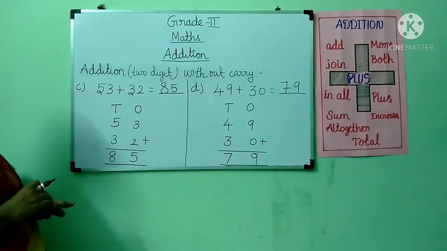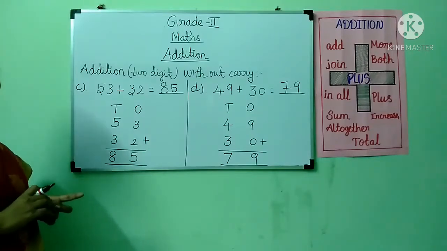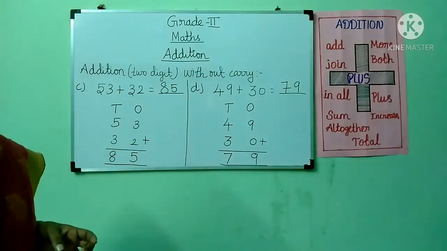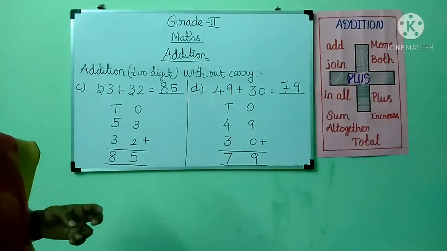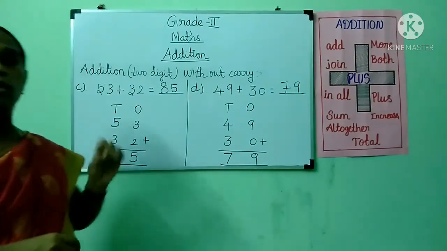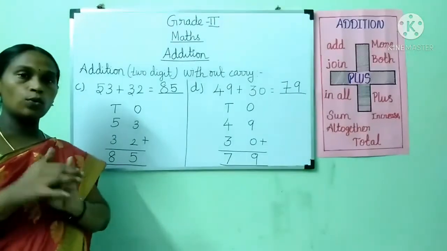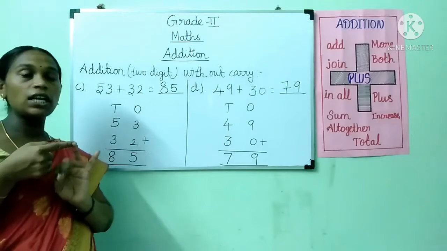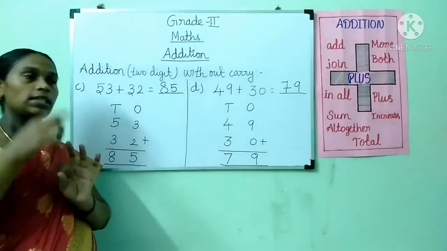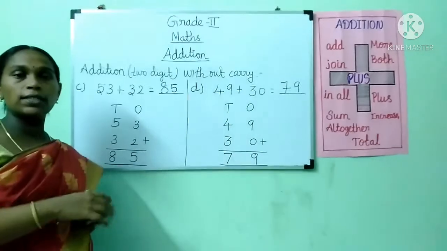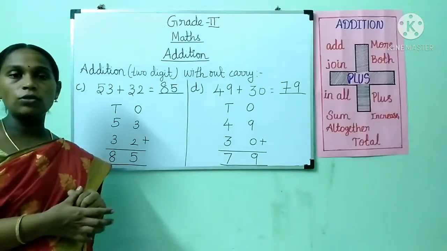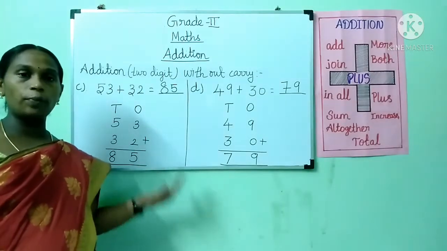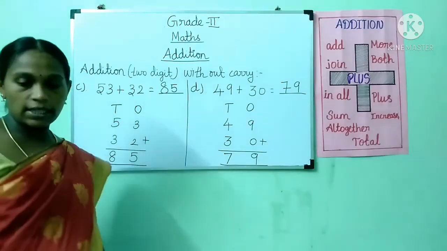Are you clear, children? 2-digit addition. Okay. Today we have seen picture addition, single digit addition and 2-digit addition. Are you clear these 3 topics? If you have any doubt? No. Okay. Shall I ask some questions in these topics? Listen carefully.